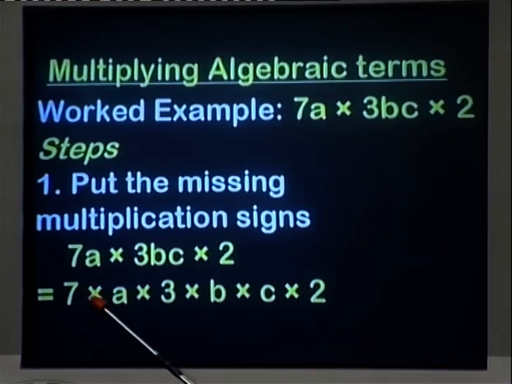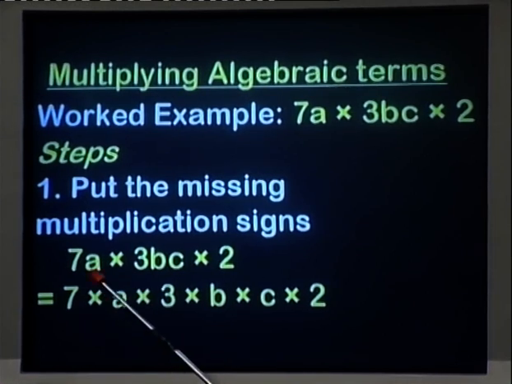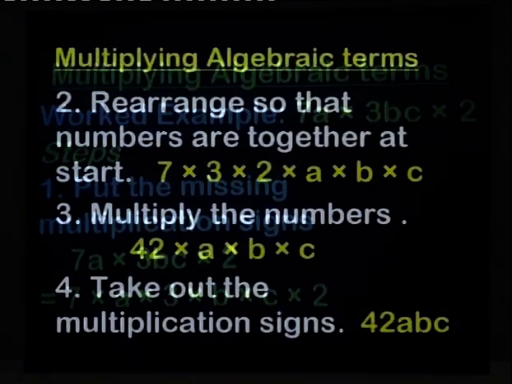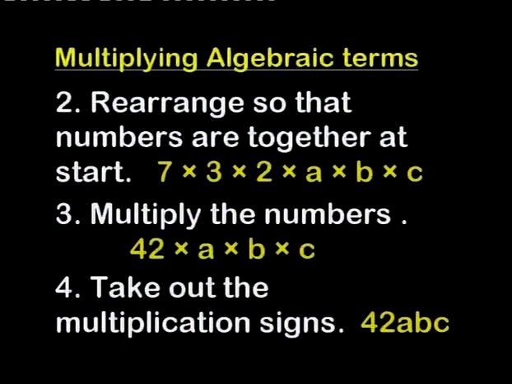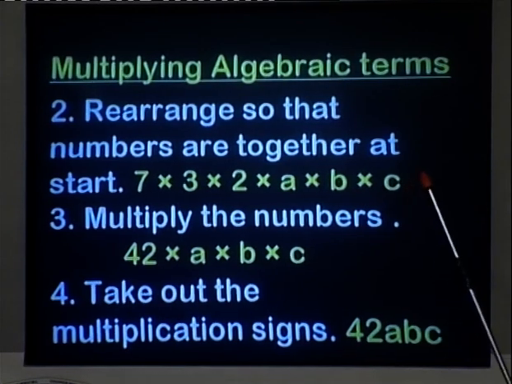So now, in other words, we are expanding, okay? And we are separating these pronumerals by putting the multiplication sign. Clear? Let's see what step number 2 is. Class, let's read together: rearrange so that numbers are together at the start. So we bring all the numbers together at the start, which means 7 times 3 times 2, and then we put the pronumerals after the numbers, times a times b times c.